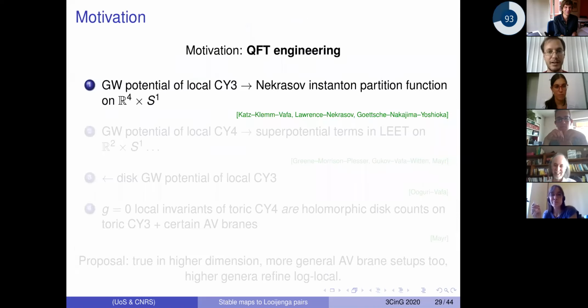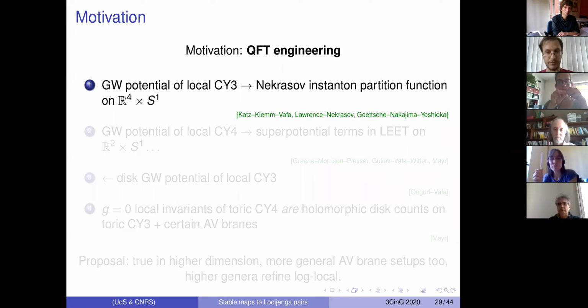And the two words are QFT engineering. That's where the motivation comes from. There's a fairly influential conjecture slash theorem that in the case of local Calabi-Yau threefolds, the generating function of genus 0 and also higher genus Gromov-Witten invariants should coincide with a partition function, a generating function coming from instanton counting on R4 or R4 times S1. Going back to a proposal of Katz, Klemm, and Vafa, and then later refined in papers by Göttsche, Nakajima, and Yoshioka.